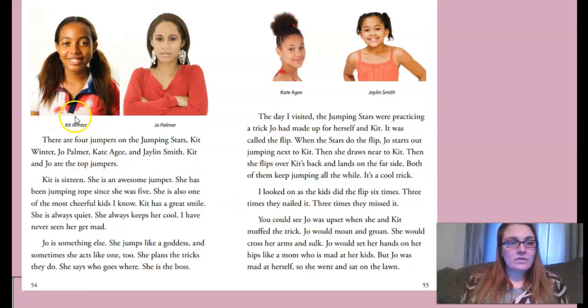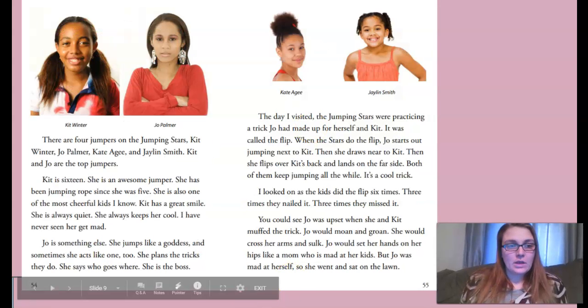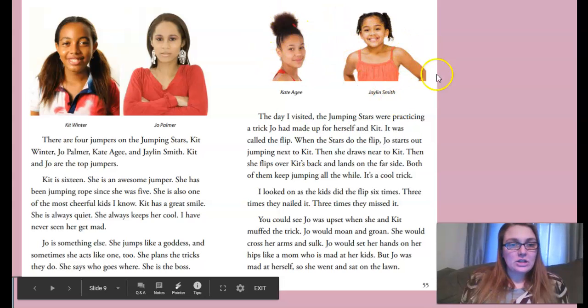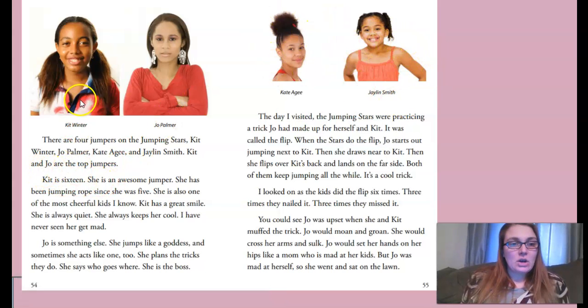Okay, on the next page, we have 2 girls, Kit Winter and Joe Palmer. There were 4 jumpers on the Jumping Stars: Kit Winter, Joe Palmer, Kate Agee, which is over here, and Jalen Smith. Kit and Joe are the top jumpers. Kit is 16. She's an awesome jumper. She has been jumping rope since she was 5. She's also one of the most cheerful kids I know.